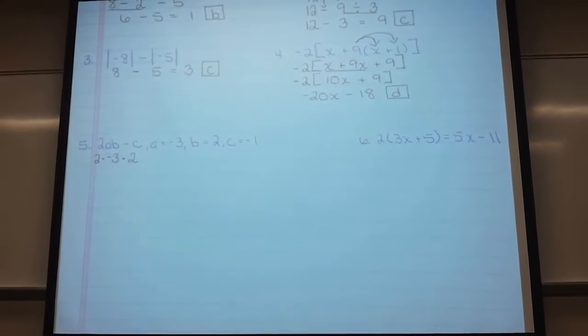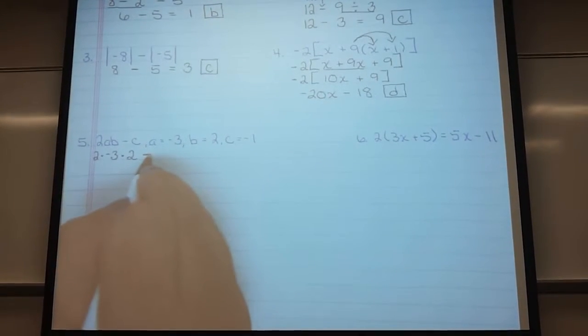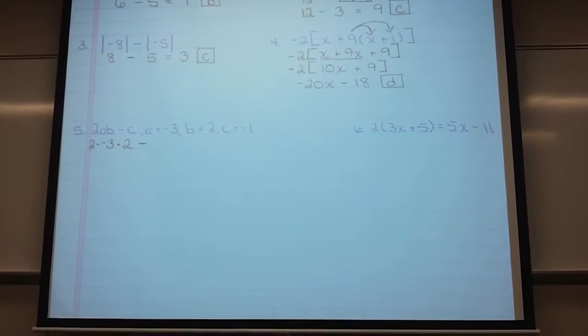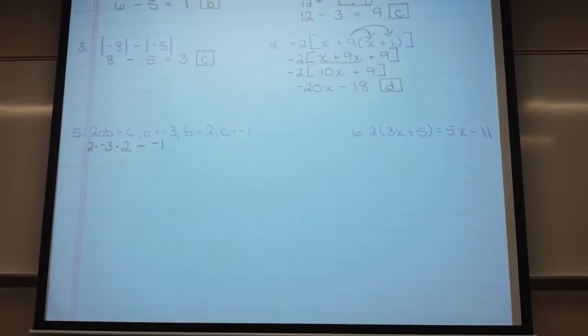Now this is the part you have to be careful of. There's a minus sign in the expression, and then what are you changing your c to? -1. So notice there are 2 negative signs sitting next to each other.